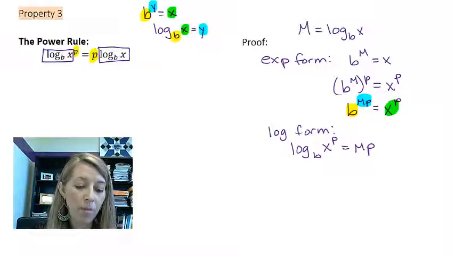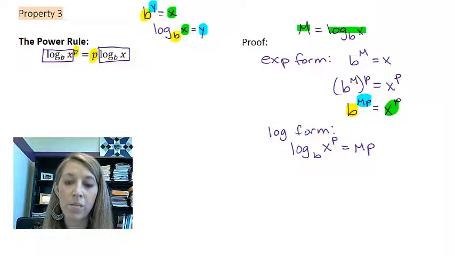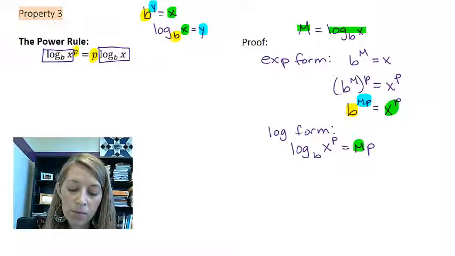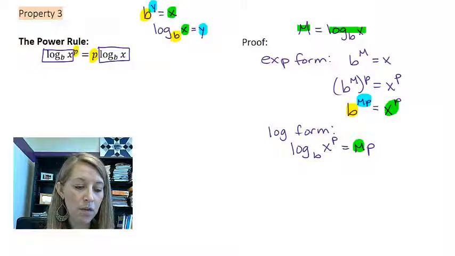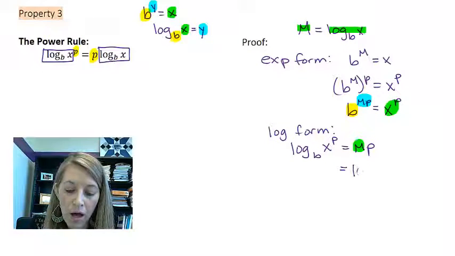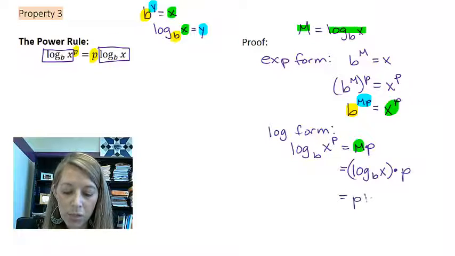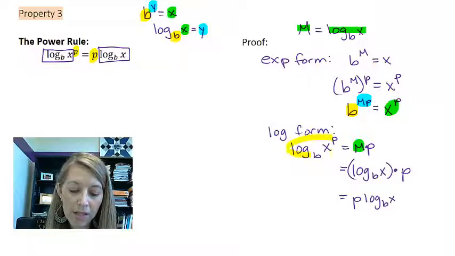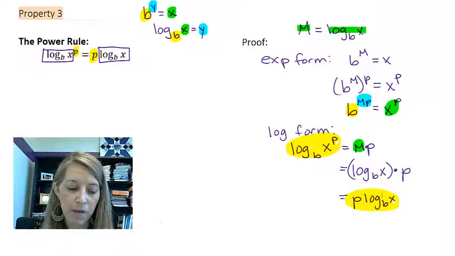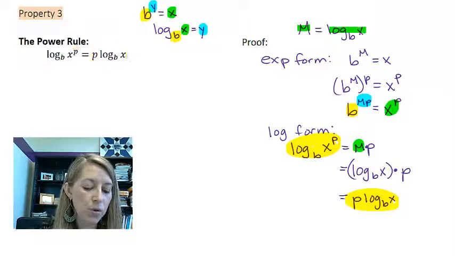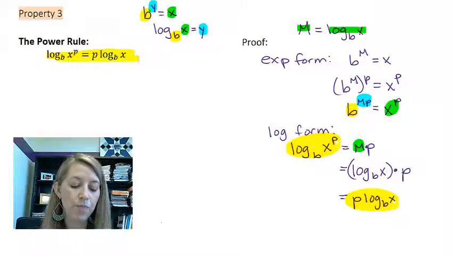Well, I'm going to make another substitution back in then. In my original problem, I said that m was equal to log base b of x, so I'm going to substitute that back in for this m right here. So that is equal to log base b of x, and this is multiplication, so this is times p. Well, I have what I need. All I need to do is rewrite this. So I have log base b of x to some power is equivalent to the power times log base b of x. And now I have just proven my power rule.